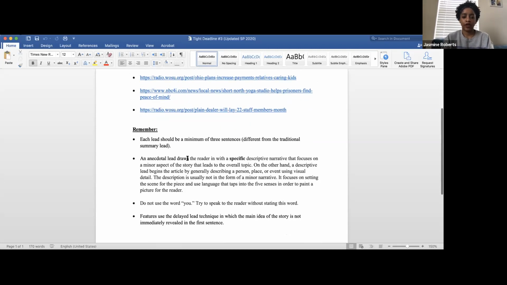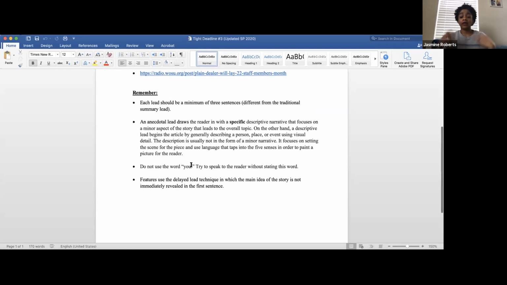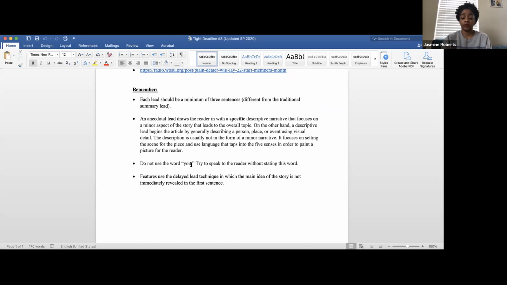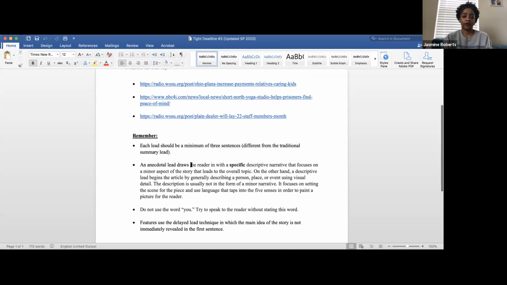And once more, here I'm just reminding you guys what an anecdotal lead is versus a descriptive lead. If you are going to make up characters or things of that sort, I just ask that you refrain from using second person. So sometimes what I get from students is, imagine you're a student at Ohio State and you're trying to juggle going to school and working a full-time job. You don't want to do that, using second person, you, our, things of that nature. You want to make sure that you're still using third person. And then once more, make sure that you aren't revealing the purpose of the story until a little bit later on in that feature lead paragraph.